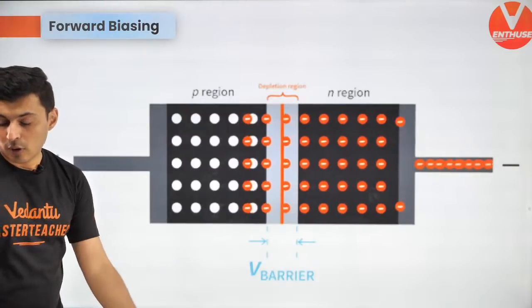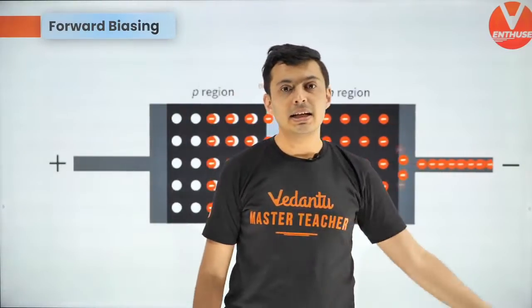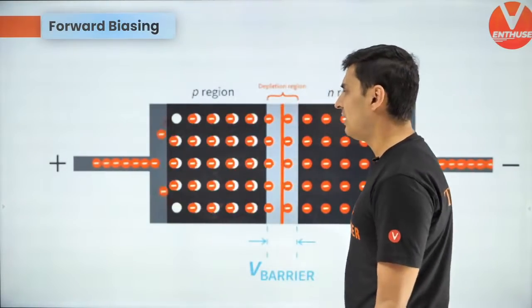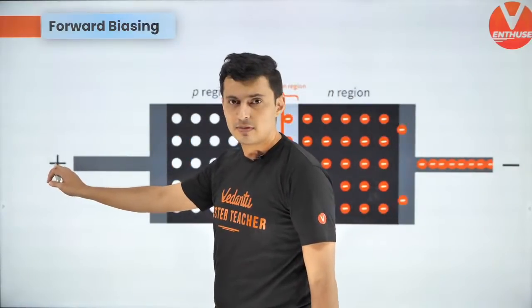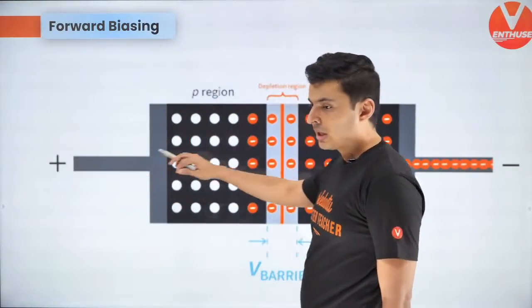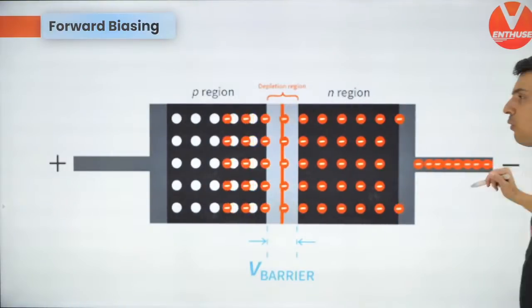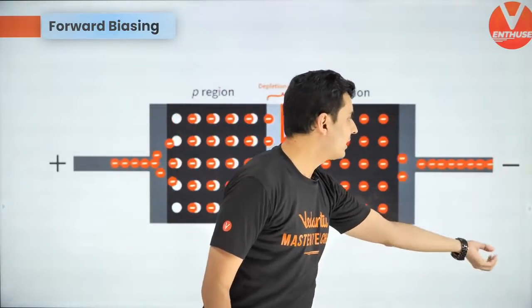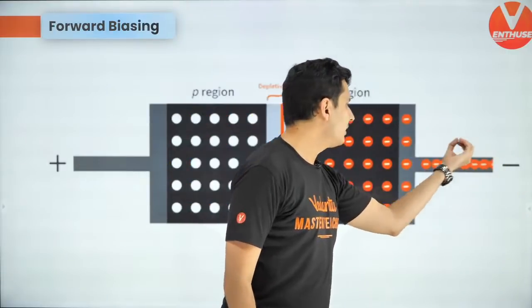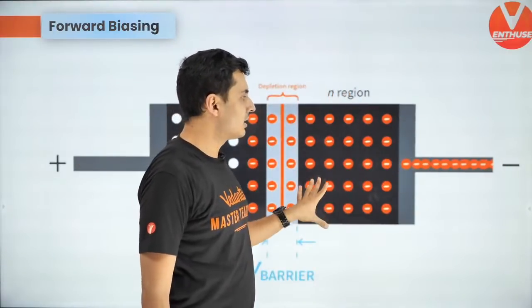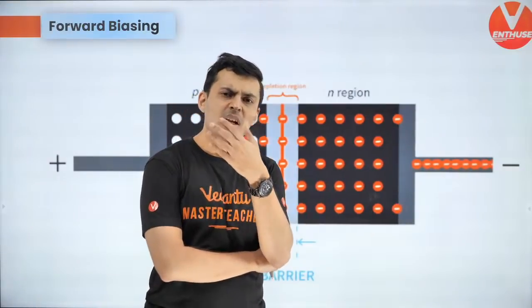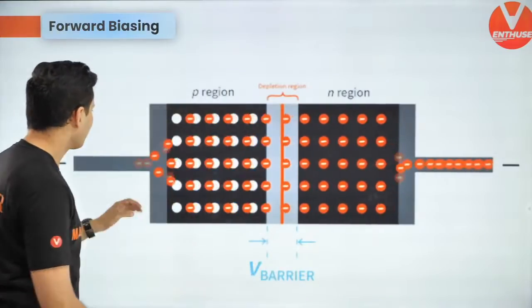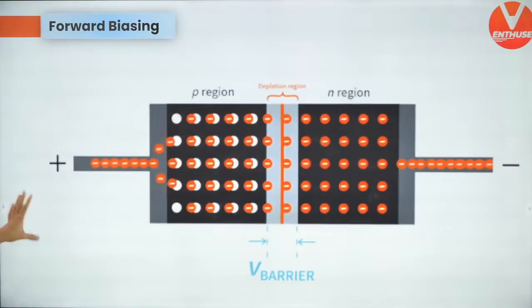Now forward biasing means connecting P to positive, N to negative, as simple as that. Look at this, P is connected to positive, N is connected to negative. What will a battery do? It will supply electrons. Look at that, electrons are coming from here. And where are they entering? They are entering inside the N region. Now you might be wondering, sir, N type already has so many electrons. Why are you giving it more electrons? Nothing like that.